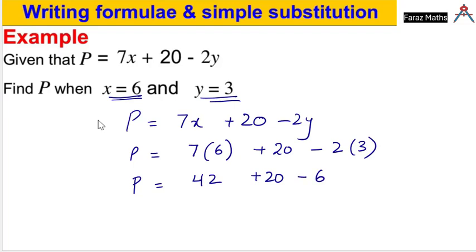We always add numbers first. So 42 add 20 is 62. So therefore, if you do 62 minus 6, that would give us... You have to do 42 plus 20 first, which is 62. And we are using the BODMAS rule here. So 42 plus 20 first, that means 62. And then you have to subtract 6 from it. So minus 6. 62 minus 6 is 56.